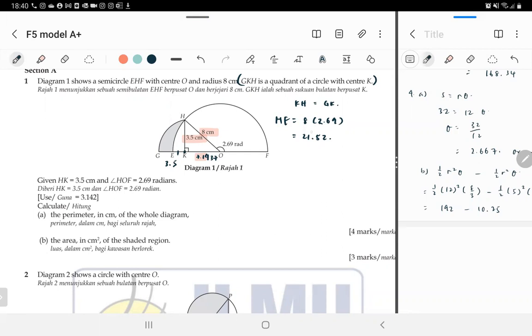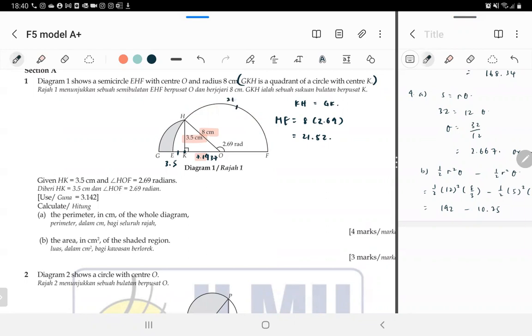Hold on. You times it with 2.69, right? 2.69 is already referring to this side only, just one side. Oh shoot! So you need to minus. Oh, what am I doing? I think I'm drunk already. Then I was wrong already also.